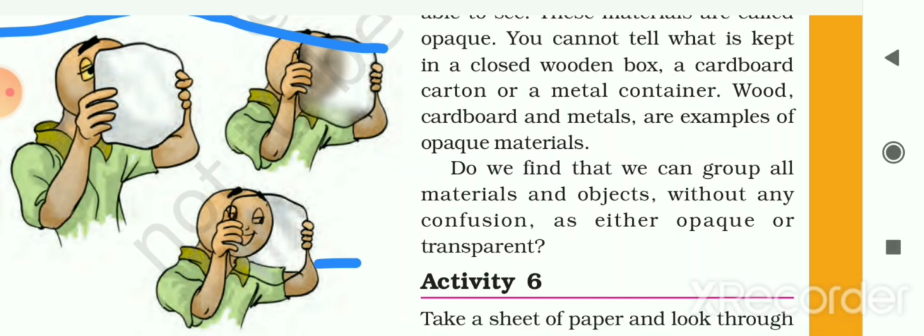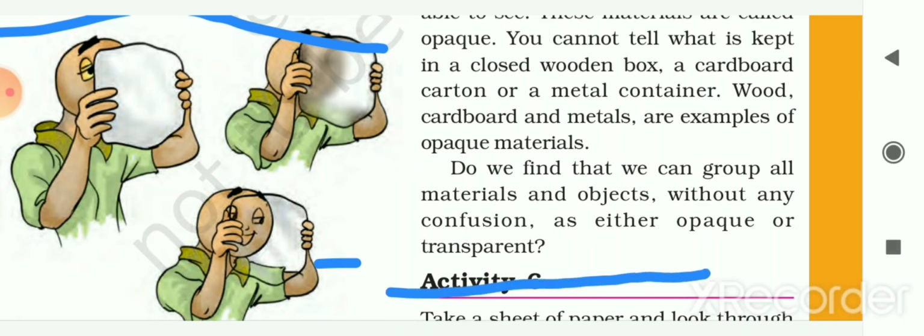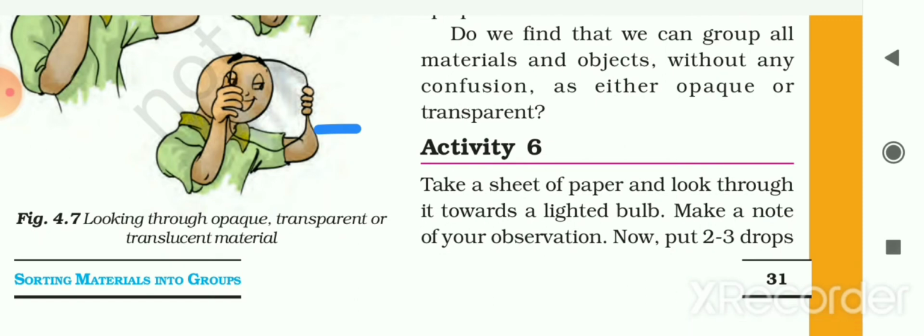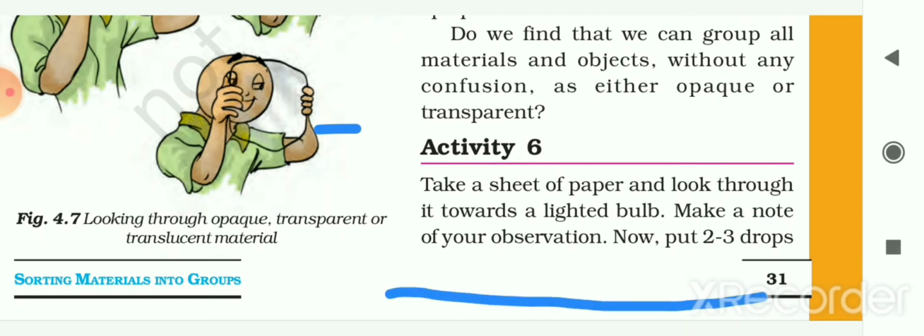Now, can we group all the materials and objects without any confusion as either opaque or transparent? Let me check this with the next activity, that is Activity 6. For that, take a sheet of paper, look through it towards the light bulb, and make a note of your observation.